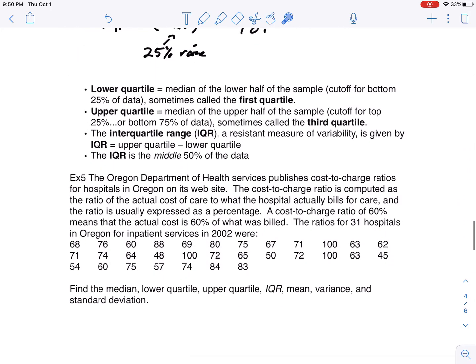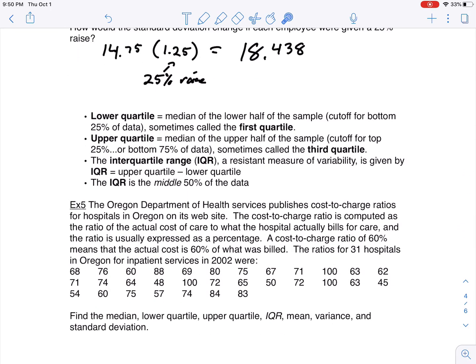Going back to some of the information we see in 1-Var Stats, is our quartiles. The lower quartile is the first quartile, the upper quartile is the third quartile, and the IQR is the distance between the lower and the upper. It is a resistant measure of variability. That's going to be important to figure out what are resistant and non-resistant measures of center and variability.